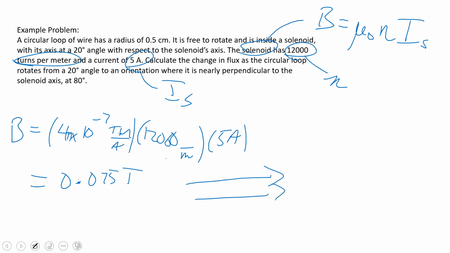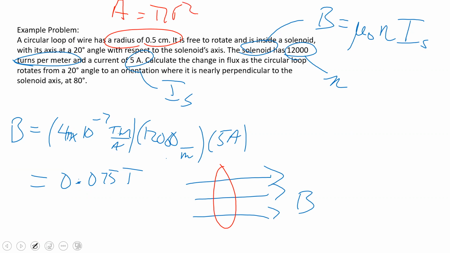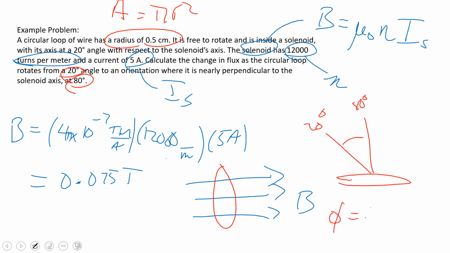Here's our magnetic field. We have a current loop, which will be like this. It has a radius here, so the area is pi r squared. And it's going to rotate from 20 degrees to 80 degrees, right? So if this is our loop, our angle is going to go from something like that. So our angle phi is 60 degrees. All right, let me stop here for a second.